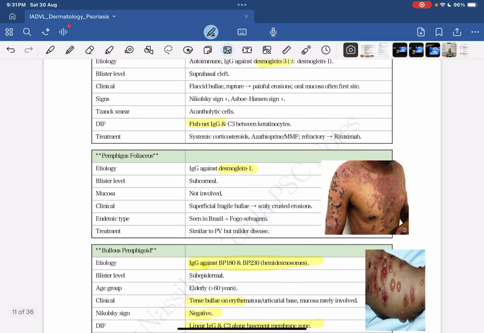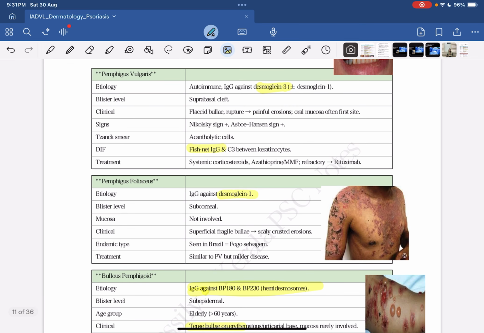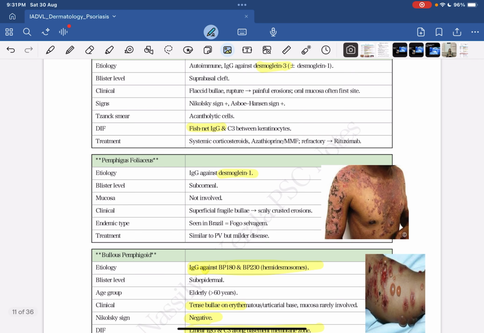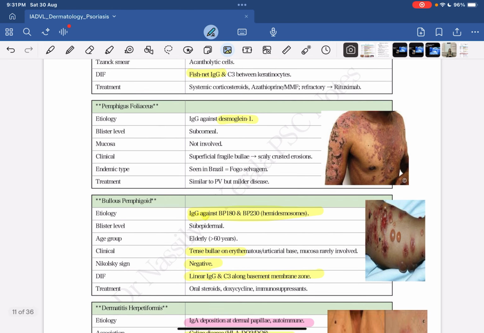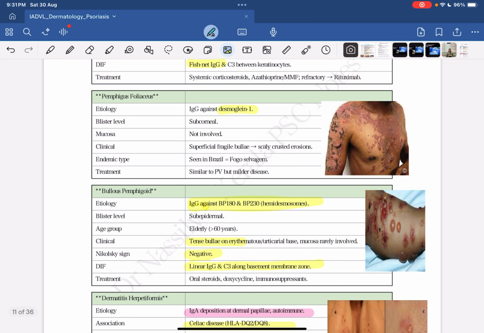Then pemphigus vulgaris, desmoglein 3 is affected. Pemphigus foliaceus, desmoglein 1 is affected. In pemphigus vulgaris, oral involvement is there. In pemphigus foliaceus, there will be no oral involvement. The blister level will be suprabasal in pemphigus vulgaris. It is subcorneal in pemphigus foliaceus. Then fishnet pattern IgG and C3 between keratinocytes is seen in pemphigus vulgaris. Then the pemphigus foliaceus type seen in Brazil is known as fogo selvagem.